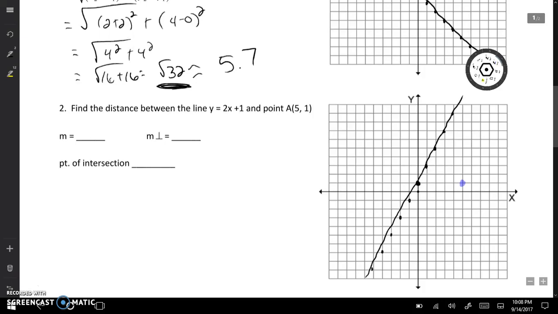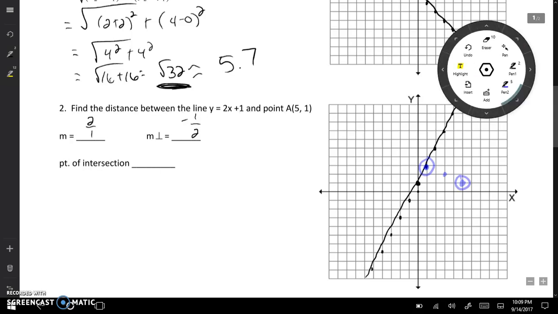So we're trying to find the distance from that line to that point. First thing we do, we write down our slope, and our slope is 2 over 1. So the perpendicular slope is its opposite reciprocal, so it's negative 1 over 2. So from our point, we go up 1, back 2, up 1, back 2. Now, the problem becomes find the distance between those 2 points.